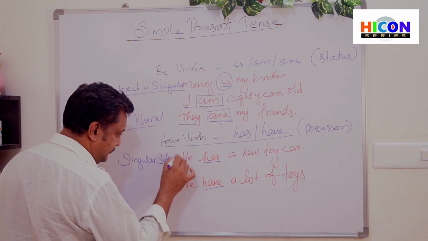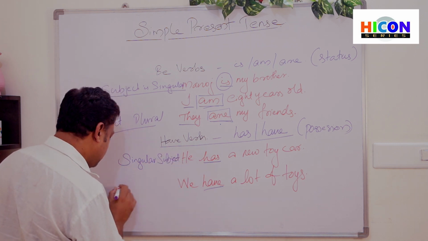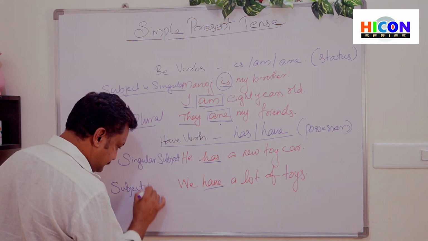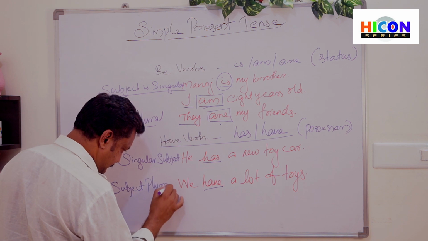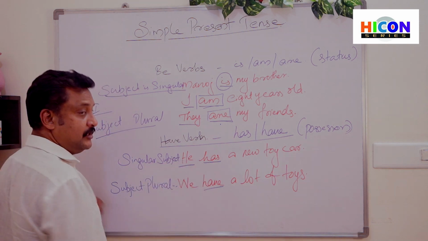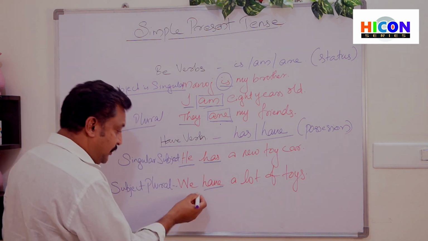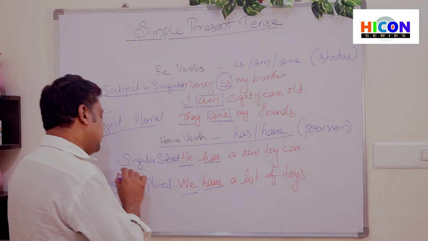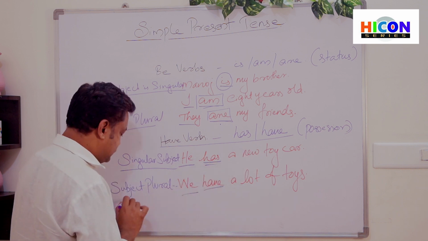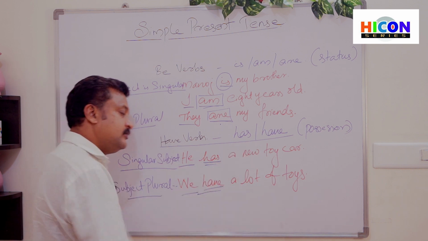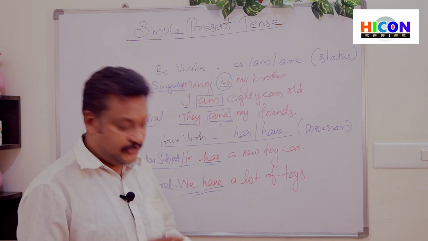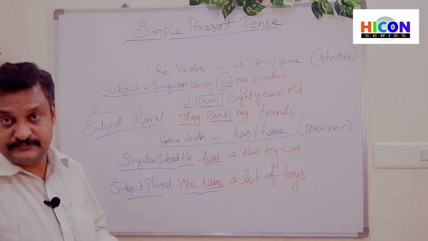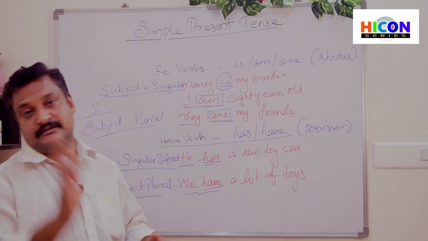Singular subject, we use has, and if the subject is plural... he is singular, no? Only one person is there. We, more number of people are there, isn't it? So when the subject is singular, we use has. When the subject is plural, we use have. Okay, so these are the two types of verbs that we use in a simple present tense.